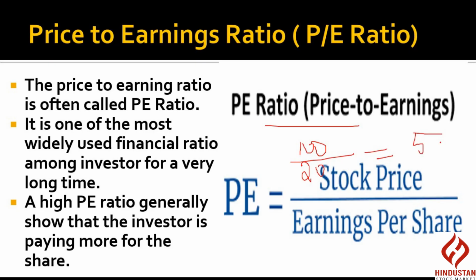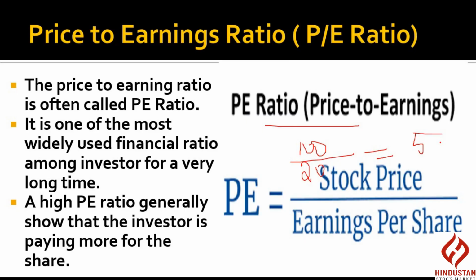Okay, so as a thumb rule, a low PE ratio is preferred while buying a stock. However, the definition of low varies from industry to industry. Different industries like automobile, banks, IT, pharma, etc. have different PE ratios for companies in their industry.